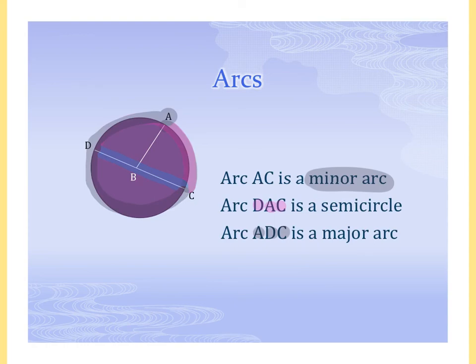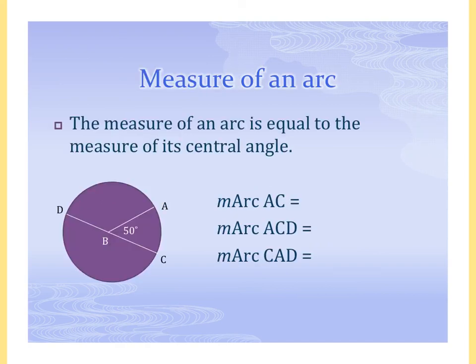Another major arc could be ACD, so that could be another major arc. Or I could go CDA, that's another major arc. So there's a lot of different ways to use these letters, and the order of them is super important. You've got to hit them in that order when you're moving around your circle. Whether you go clockwise or counterclockwise doesn't matter, but you have to hit them in the order that they're going. So minor can have 2 letters, everything else has to have 3.